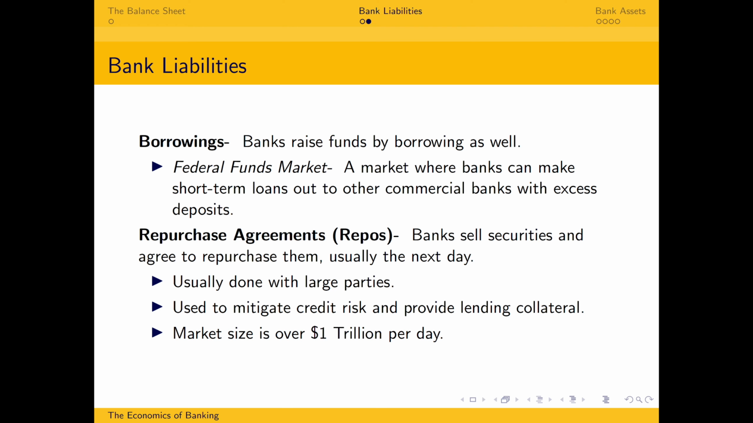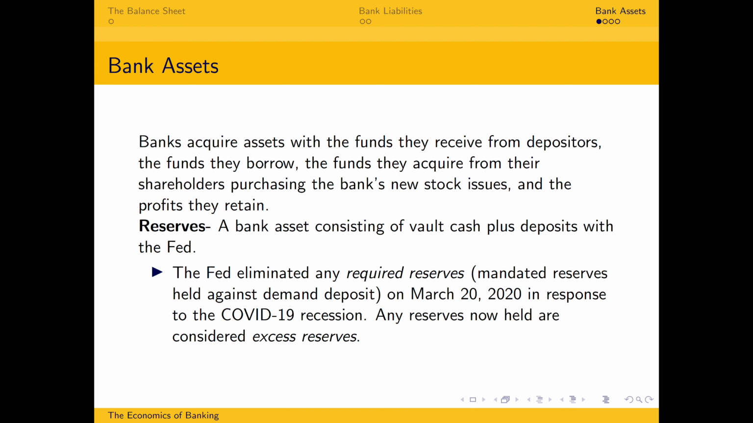And this seems like a weird, like magical kingdom or whatever, but it's important to understand because over $1 trillion in action is done on the repo market every single day. So it is a massive market that not a lot of people know really exists. But now let's move over to the asset side.